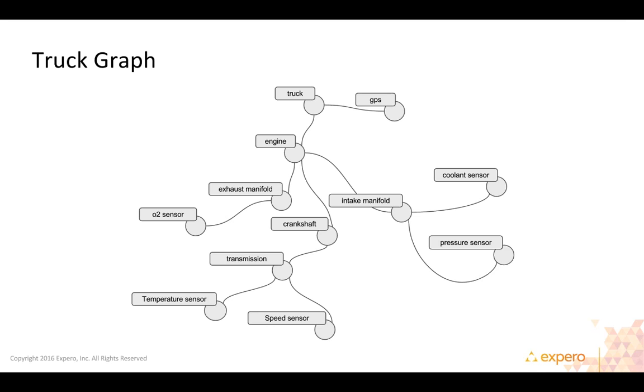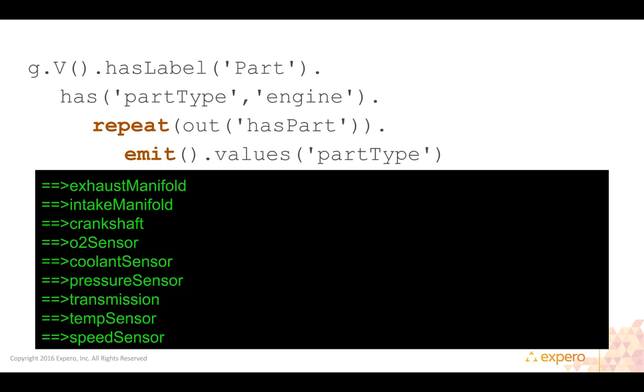So we'll do a few different queries against this structure. Let's say we wanted to start up at the engine. So we have looked for all the parts that have a part type engine. And now I'm adding in this repeat step. This repeat step will run this sub-traversal, this nested traversal, this out has part, multiple times, and then emit the values that it's getting at each step of its run. So this is how you can go through and traverse these different hierarchies.